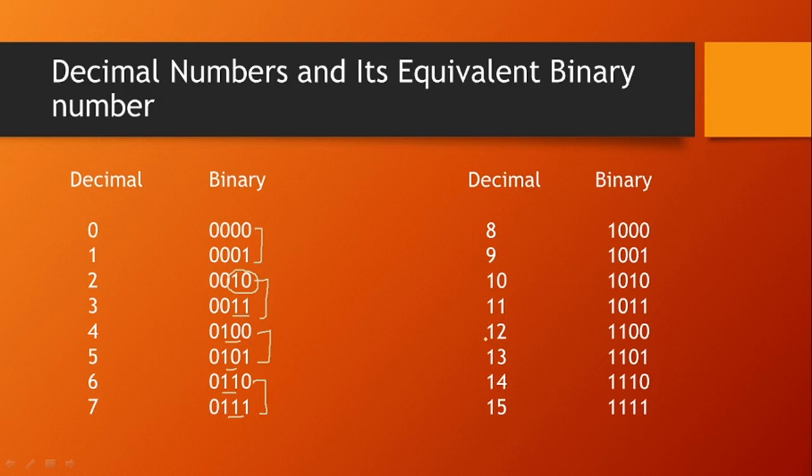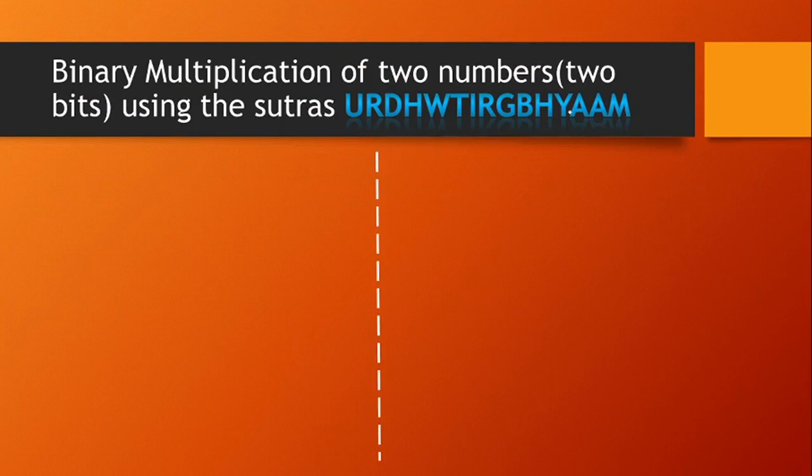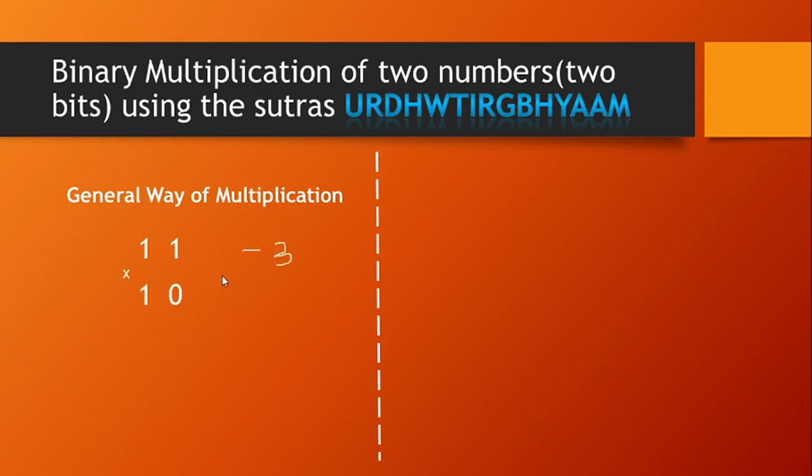Once we have an idea about decimal and binary numbers, we can easily go for their multiplication. So binary multiplication of two numbers, each of 2 bits. Before using the Urdhva Tiryagbhyam sutra, the general way of multiplication: if you take the number 11, that is the binary equivalent of 3, and then 10, which is the binary of 2. First we multiply the 0 by this 11, so 0 into 11, that is 0 0.